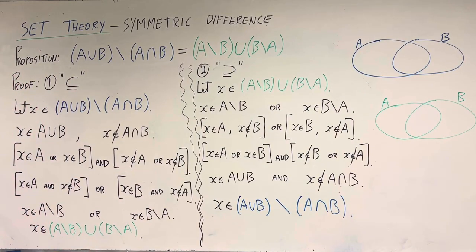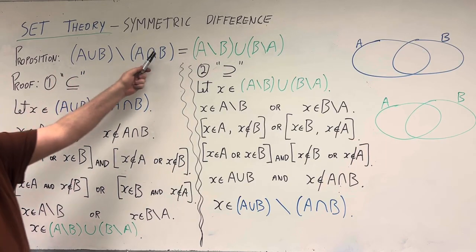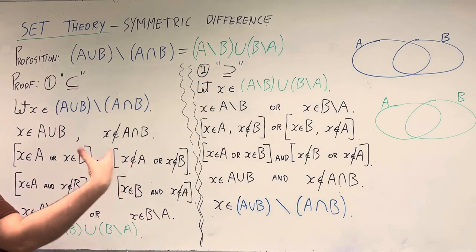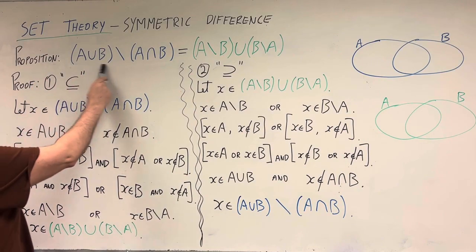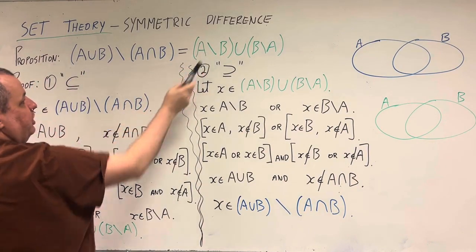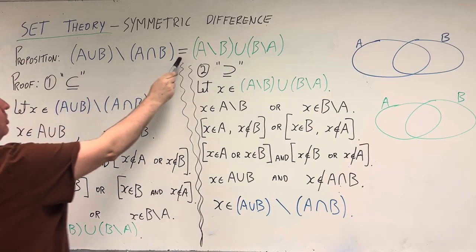You can use either one of those, but I have to show at least once that the two ways of calculating the symmetric difference will give us this exact same result. Okay? So, proposition: this expression in blue equals this expression in green. The left-hand side equals the right-hand side.